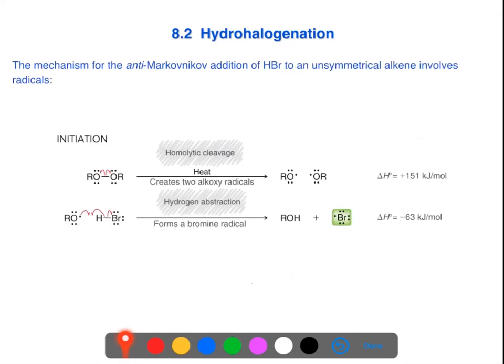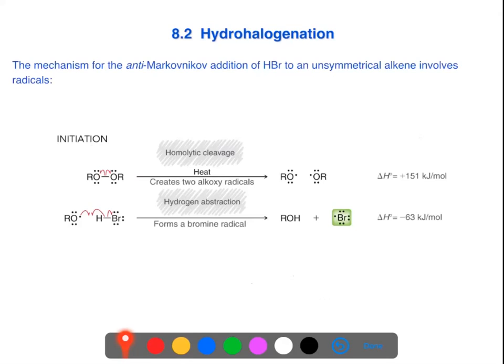So now let's look at the mechanism for the anti-Markovnikov addition of HBr to an unsymmetrical alkene to see why the regioselectivity is different in the presence of an alkyl peroxide. The alkyl peroxide shown here includes a single bond between two oxygen atoms, and these are some of the weaker bonds found in organic chem.